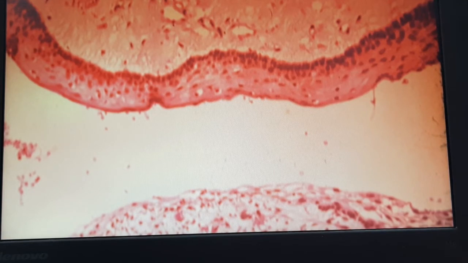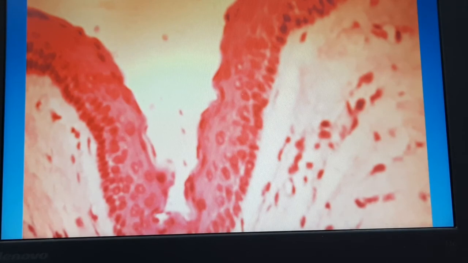Now, you can see the stratified squamous epithelium. We have the basal cells, which are palisading in nature. You have a corrugated epithelium, and you can find there are hardly any inflammatory cells present in the connective tissue. The same is represented here again. You can see the connective tissue and epithelial junction, which is hardly showing any inflammatory cells.